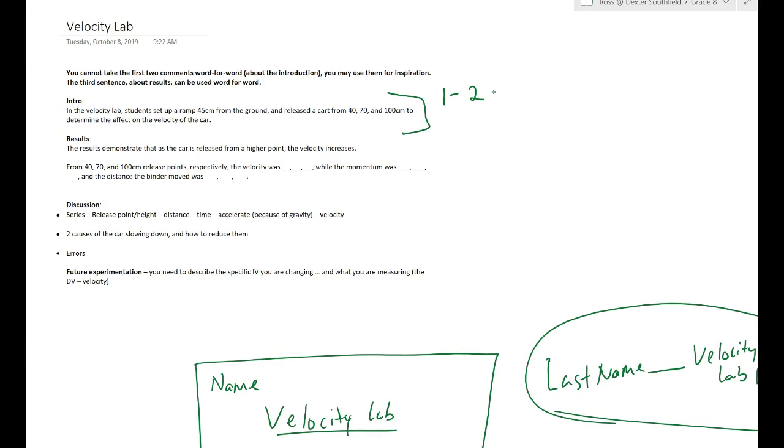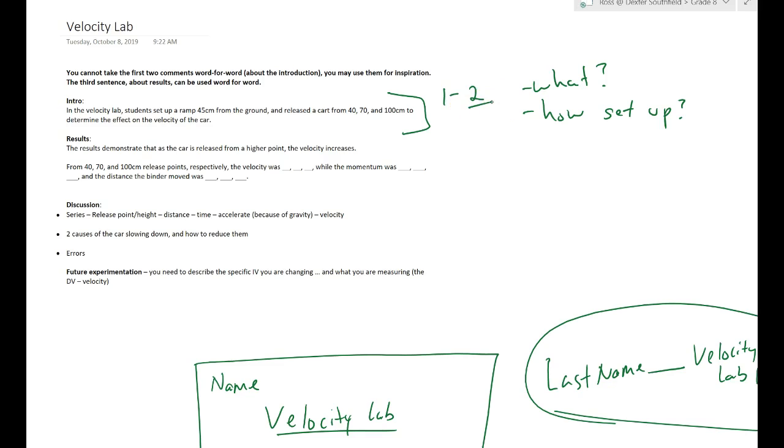In the Velocity Lab, students were tasked with finding the velocity of a cart as it was released from 40, 70, and 100 centimeters. The ramp was set up 45 centimeters off the ground, and the cart was released down the track under the power of gravity, something like that. Basically, what we did and how was it set up. Answering those 2 questions in approximately 2 sentences.